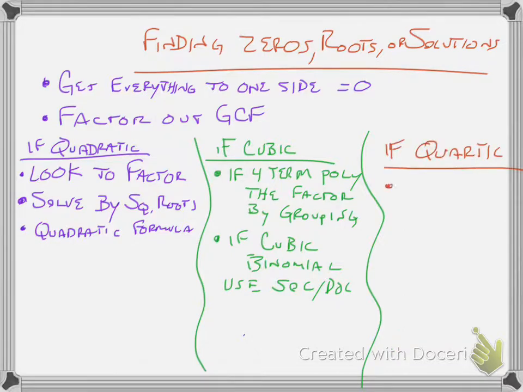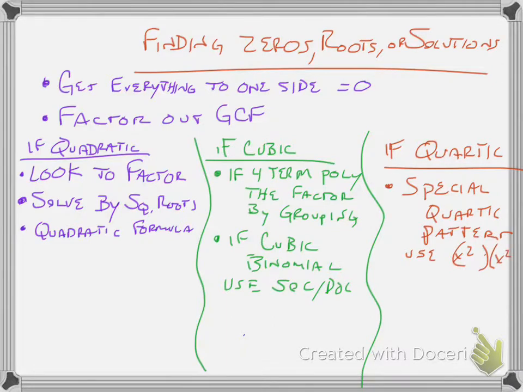And if it's a quartic, you're going to use your special quartic pattern. Where you're just going to factor it like normal, but you're using x squared and x squared instead of just x and x. And then after that, you would solve by square roots. And that's it. Okay?